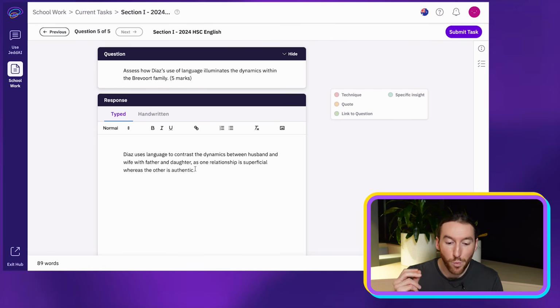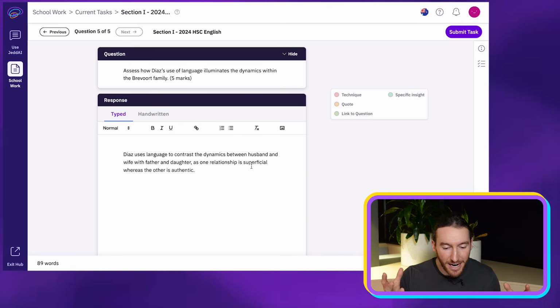If you can find that split for a 5 marker or a 6 and 7, always try and split it up into 2 parts, and then extend on that by saying something about them. What is the difference? As one relationship is superficial, whereas the other is authentic. It's such a nice, clean sentence.